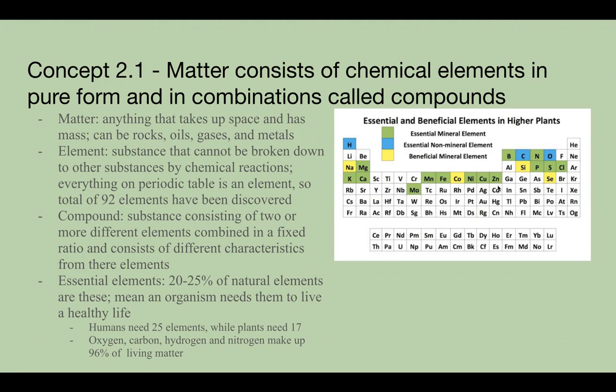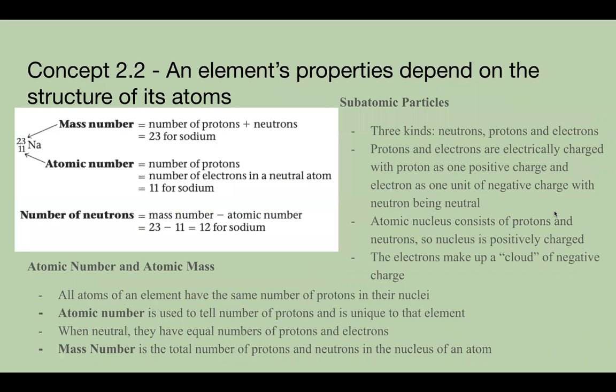Essential elements are 20 to 25% of the natural elements found, and this means an organism needs them to live a healthy life. Now, humans need 25 elements while plants only need 17. And the top tier most used ones are oxygen, carbon, hydrogen, and nitrogen because they make up around 96% of living matter. Now, concept 2.2, an element's properties depend on the structure of its atoms.